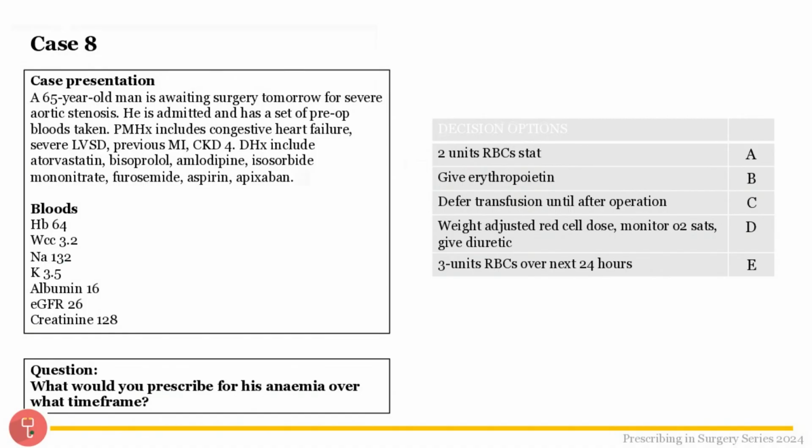So here are his bloods. Sorry, there's no reference range, but his hemoglobin is low. His white cell count is normal. His sodium's slightly on the low side, but it's all right. Potassium, again, is on the low side, but in normal range. His albumin is very low. His eGFR is low, and his creatinine is high, but this is all fitting with his CKD4. So the final question is, what would you prescribe for his anemia over what time frame, given that he's going into surgery tomorrow?